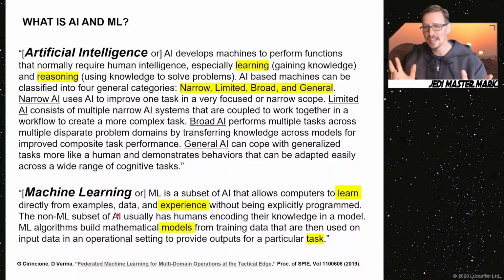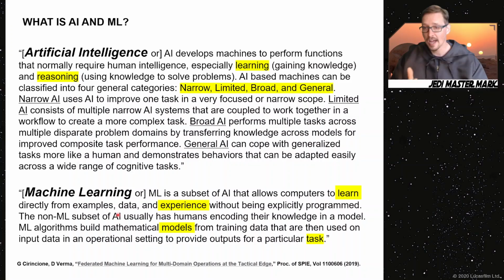Here I just say there's narrow AI, maybe limited, or broad AI, and general AI. Narrow AI involves training it to perform a very narrow or limited scope. You can do that. You can do broad AI, creating an AI that's going to perform multiple tasks, maybe transferring some of the knowledge from one task over to another.